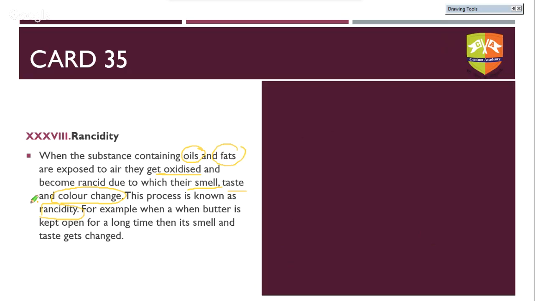So when rancidity is mentioned, do not say that apple is rancidity. I've read these answers. That's wrong. The process is rancidity. What substance is formed is called a rancid substance. Okay. One of the examples that I have mentioned here is, when butter is kept open for a long time, it starts smelling and its taste changes. So that's also one of the reasons that we keep butter either in a refrigerator or it's covered. Okay. So that's rancidity.